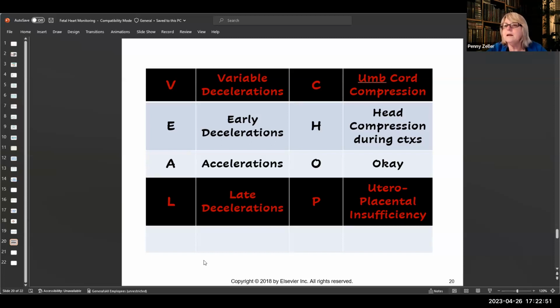So the bad patterns that you don't want to see are the variable and the late or the prolonged. Early decelerations and accelerations in heart rate are fine. All right. So just memorize VEAL CHOP and you'll do okay on the exam.